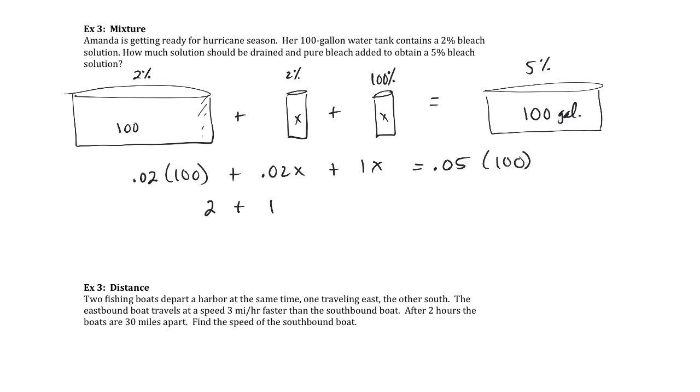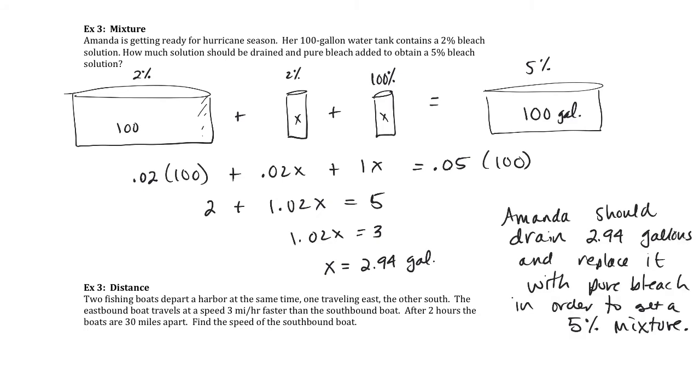And that would give us 0.2 times 100 is 2. And here we'd have 5, so 1.02x is equal to 3. Dividing through both sides by 1.02, we get that x is equal to about 2.94 gallons. And then just explaining that in the context of the problem, Amanda should drain 2.94 or about 2.94 gallons and replace it with pure bleach, because that is a little bit of an estimation.